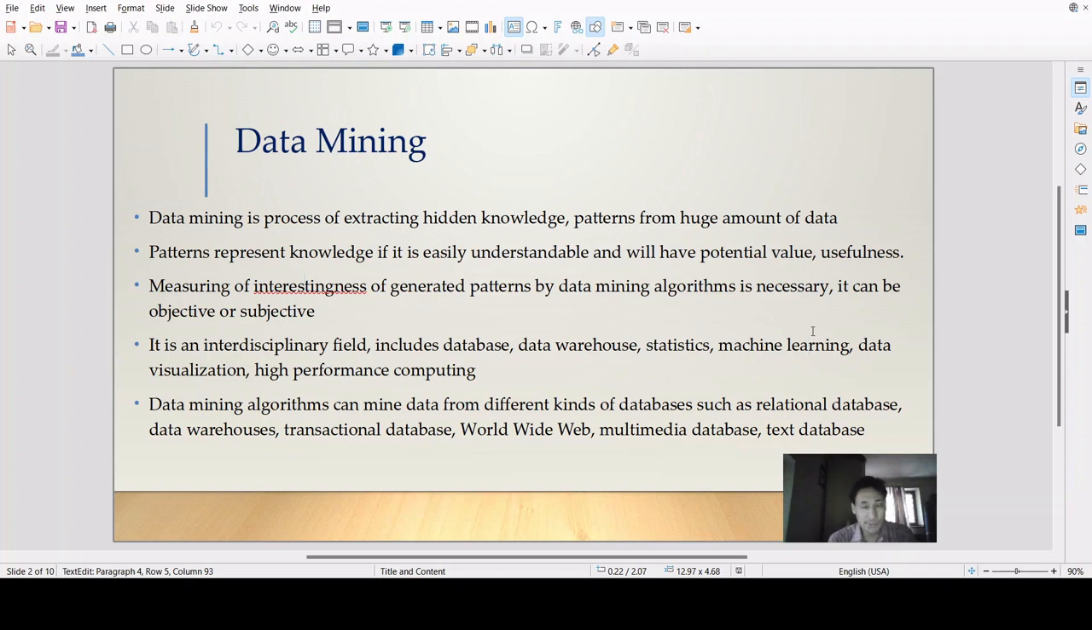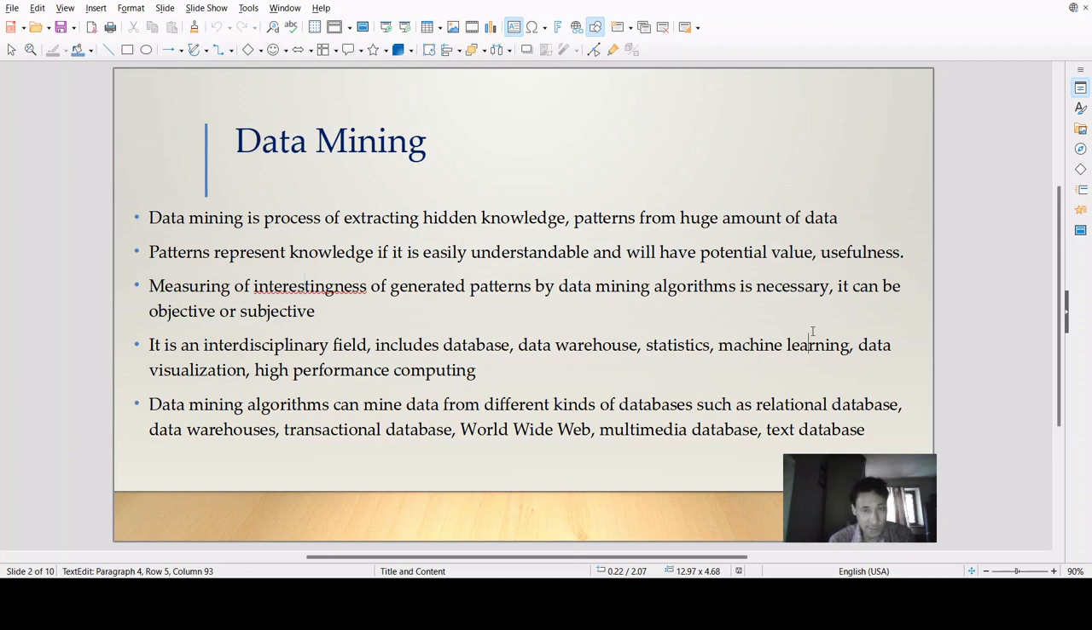Data mining will generate different kinds of patterns, and a pattern represents knowledge if it is easily understandable and has potential value or usefulness. Whatever patterns or hidden knowledge are generated by data mining should be evaluated for interestingness or usefulness. Measuring the interestingness of patterns generated by data mining algorithms is necessary. The measurement of interestingness can be objective or subjective. In the case of the subjective, personal points of view are given more importance, but in the case of the objective, more facts are used. Data mining is an interdisciplinary field.